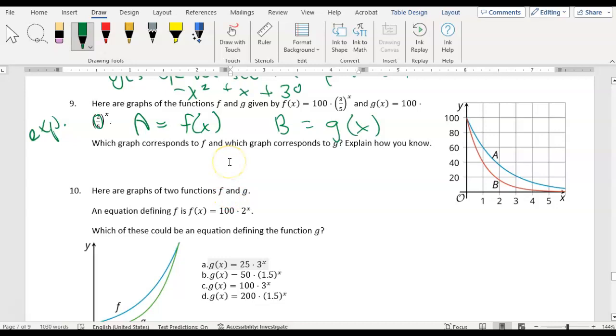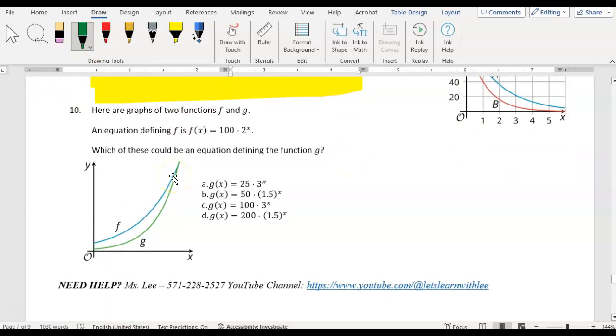And then it says explain how you know, so you would say right here, make sure you write an explanation. You're going to say exactly what I just said, right? That A is decreasing at a slower rate than B, or you could say B is decreasing at a faster rate. And so we're looking at a factor that is greater for A because it's retaining more in this decay scenario. All right, number 10.